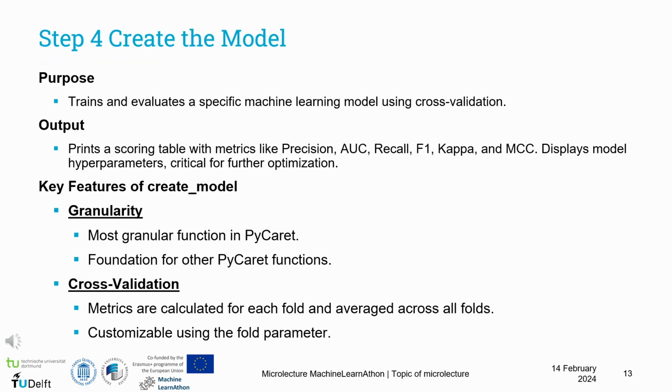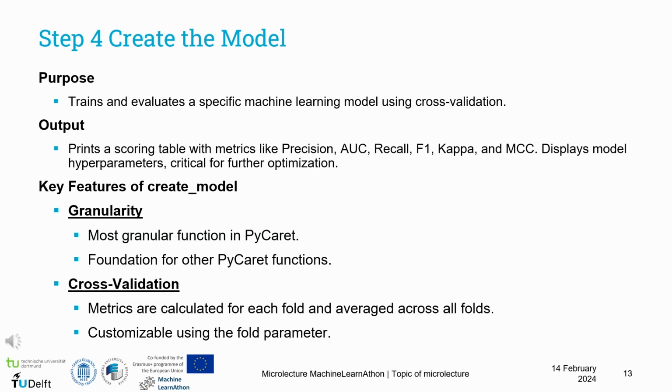While the compare models function helps us identify the best performing model from a broad selection, the create model function is used when we want to train a specific model of our own choosing. This is particularly useful if we are interested in working with a model that wasn't selected as the best, or if we have preferred an algorithm based on domain knowledge or project requirements. Once we have decided on the model we want to explore further, we use the create model function to build it.